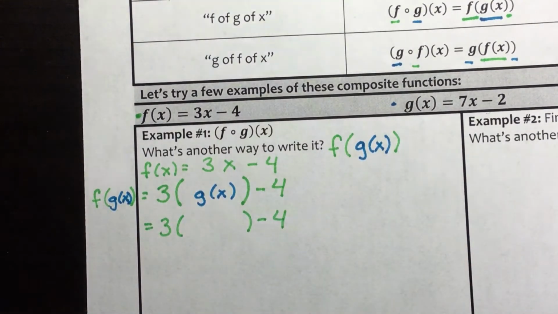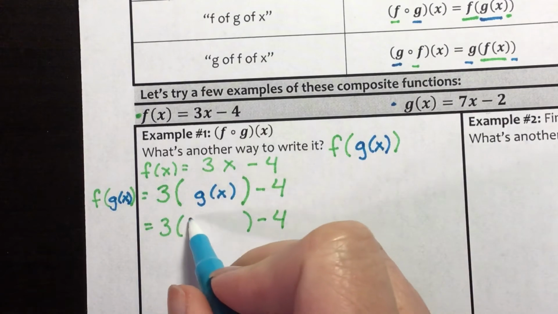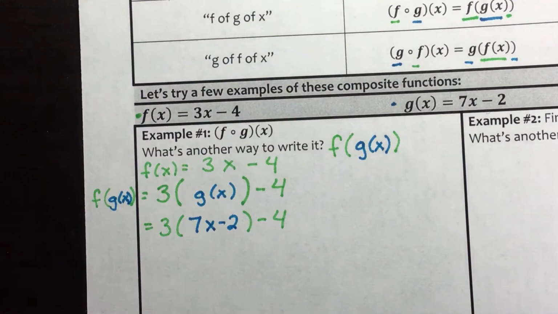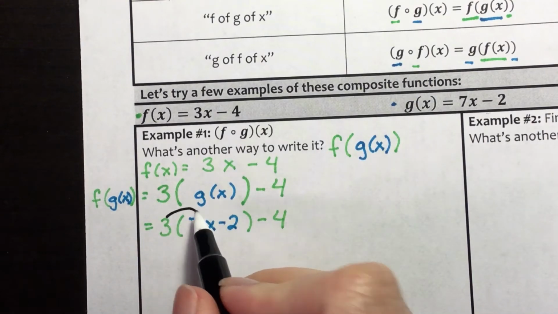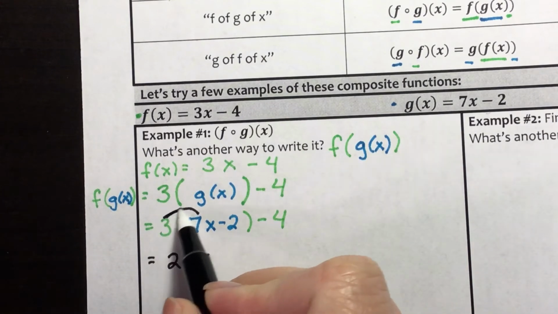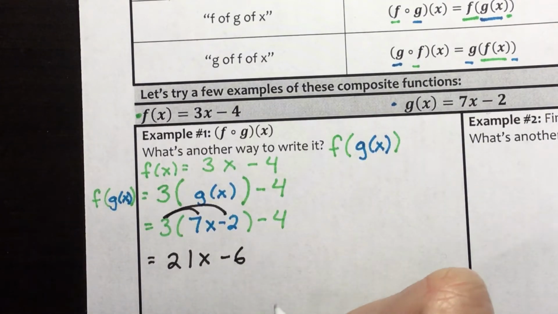Now g of x is a function itself. g of x is 7x minus 2. So we can replace g of x with 7x minus 2. And now your job is to simplify this as much as possible. So it looks to me like we have a number on the outside times 2 terms on the inside of that parentheses, so we can go ahead and distribute. 3 times 7x is 21x. 3 times negative 2 is negative 6. And then we can bring down that minus 4 that was already there.